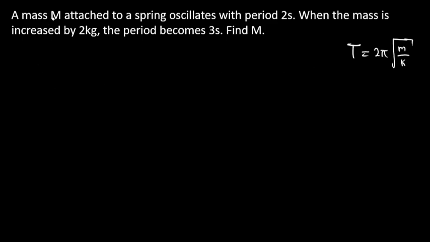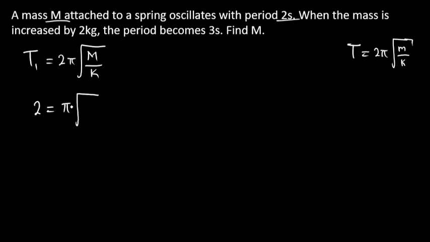So using this formula, let's start with the first part. It says a mass m produces a period of 2 seconds. So I'll say period 1 is equal to 2 pi square root of, where there's mass, I'll put the m we've been given, over k. Now this period 1 was 2 seconds. So 2 is equal to 2 pi square root of m over k, like this.